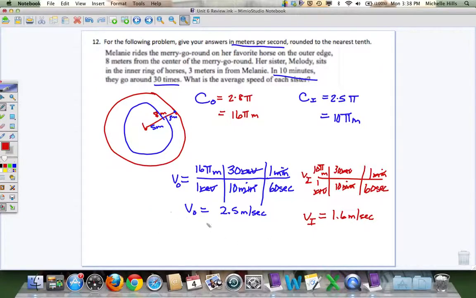So the difference, 2.5 minus 1.6, difference, which is 0.9. Now they didn't ask me the difference. If they had, then I would say that. What they really asked was the average velocity, the speed of each sister. So I'm not going to write this out, but what I wrote out on my paper was Melanie's average speed is 2.5 meters per second, and Melody's is 1.6 meters per second.